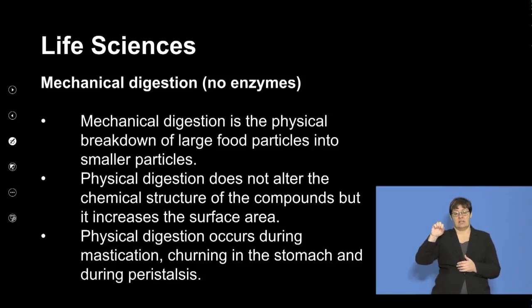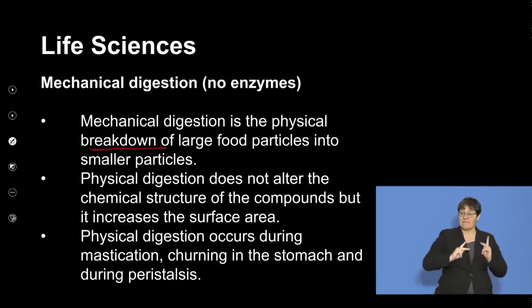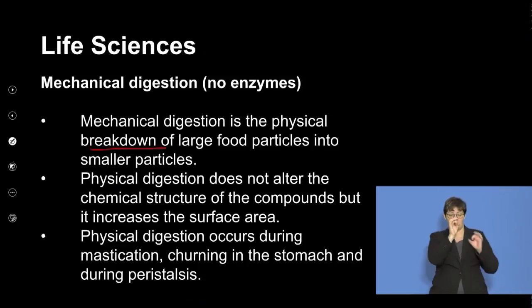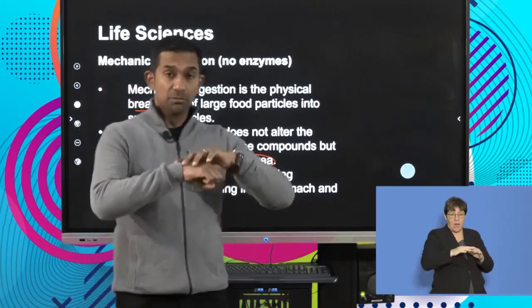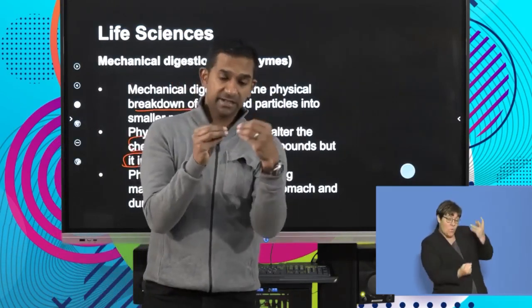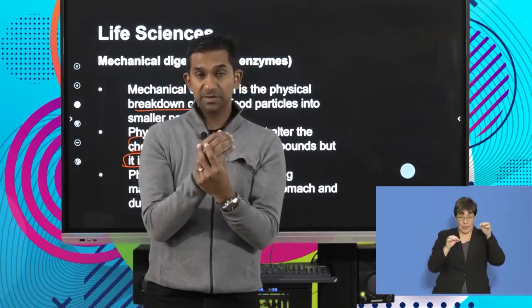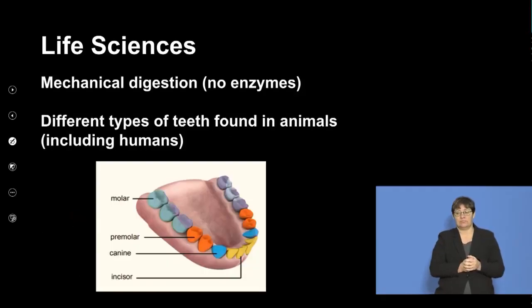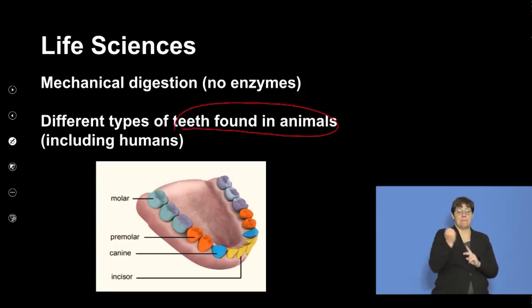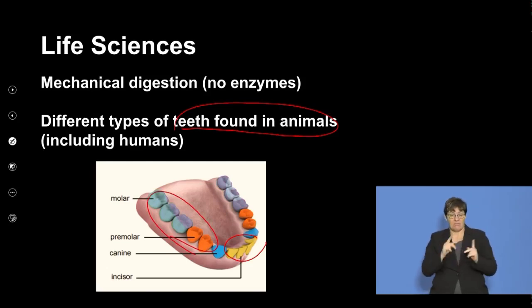Okay. Mechanical digestion is a physical breakdown of the large food particles. We do not alter the chemical structure, but what it does is physically increase the surface area so that more surface area is available for the enzymes to start breaking down smaller particles. And that is the idea behind chewing our food. Right, and we discussed the importance of teeth and how they are found. So we've got the teeth that help to bite the food. We've got the molars and premolars that play an important role in the physical process of chewing.